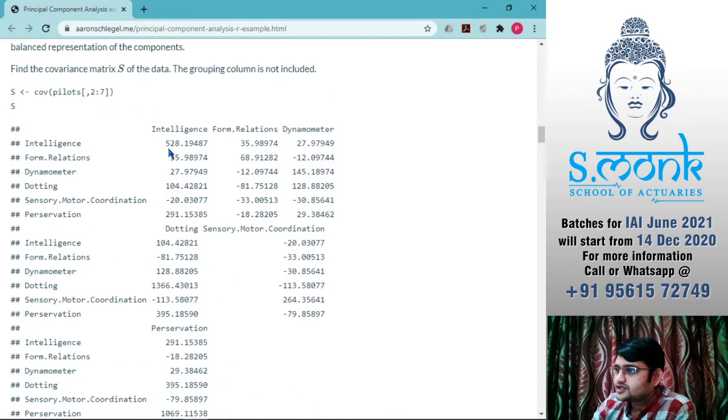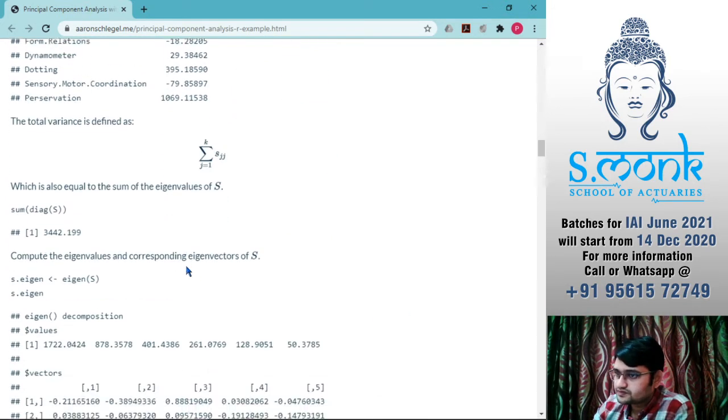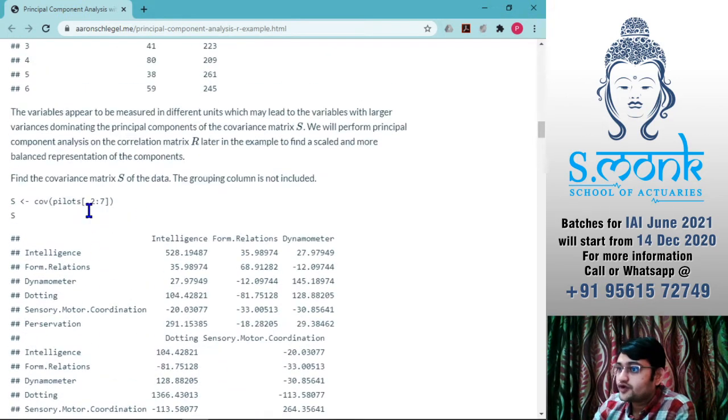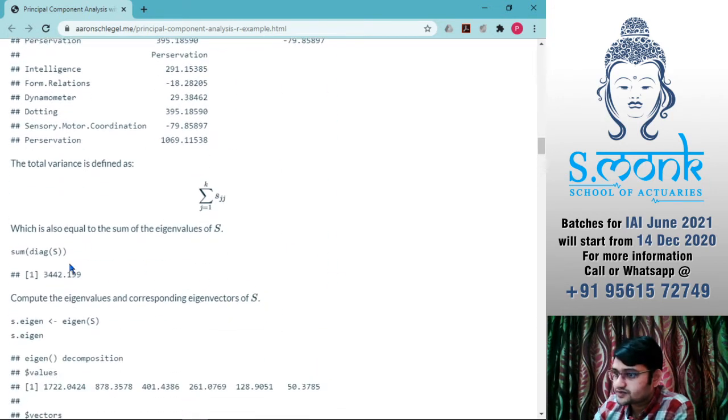So it would be sum of 1 1, sum of 1 2, sum of 1 3 and so on. You will add up all those values, the sum of the diagonal of S. This way you can calculate covariances that would give you the variance of each, and you can add them all up to get the total variance. So this becomes nothing but your total variance.